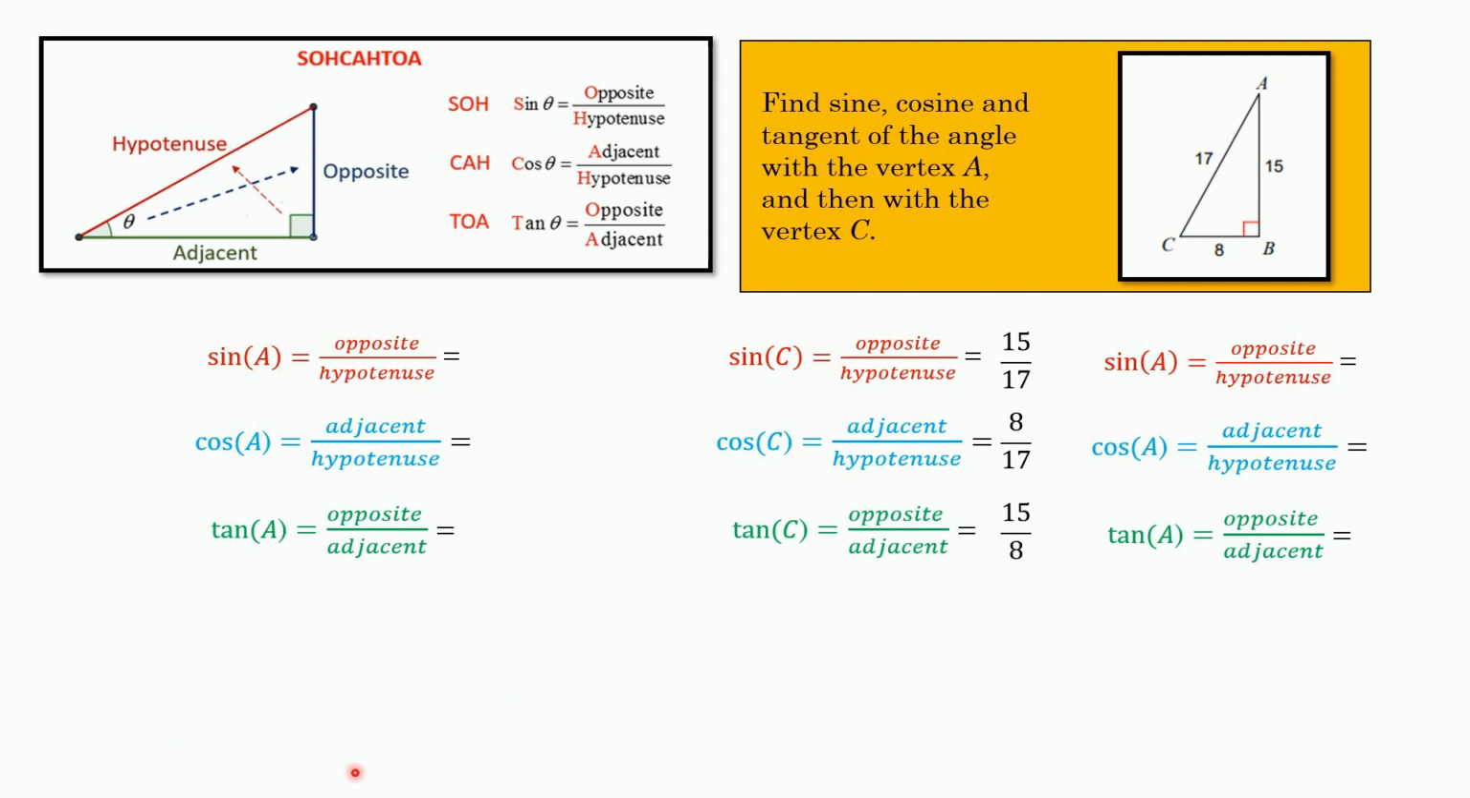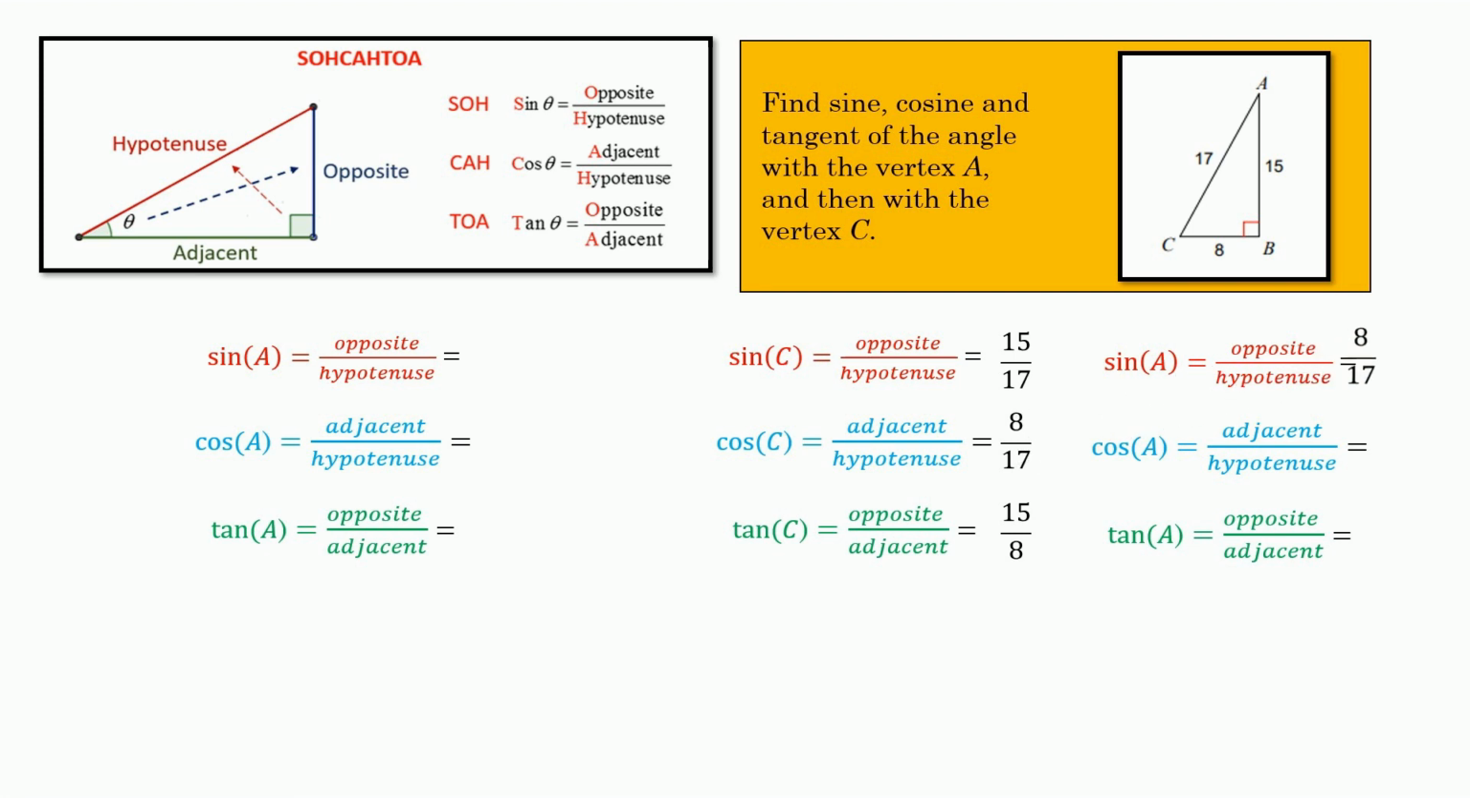Now let's talk about sine, cosine, and tangent of angle A. So for A, the opposite side is 8, and the hypotenuse is 17. So that actually turned out to be what the cosine of angle C was. Now angle C and angle A are called complementary because they add up to 90 degrees. Angles that add up to 90 degrees are called complementary. So the sine of an angle is the same as the cosine of its complement, or the cosine of an angle is the same as the sine of its complement. So this 8 over 17 is the cosine of angle C. It's also the sine of angle A.